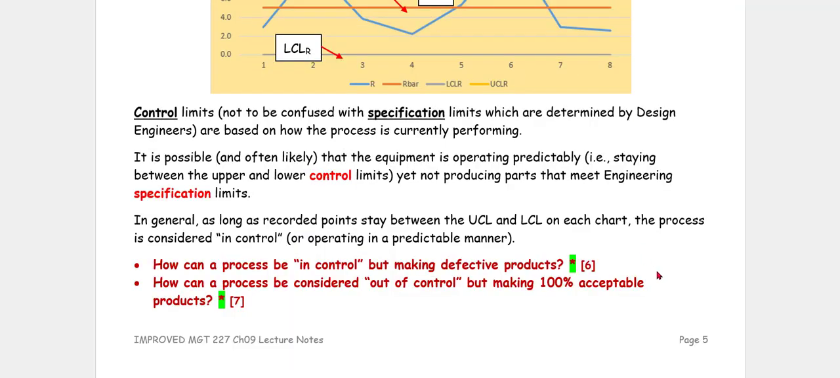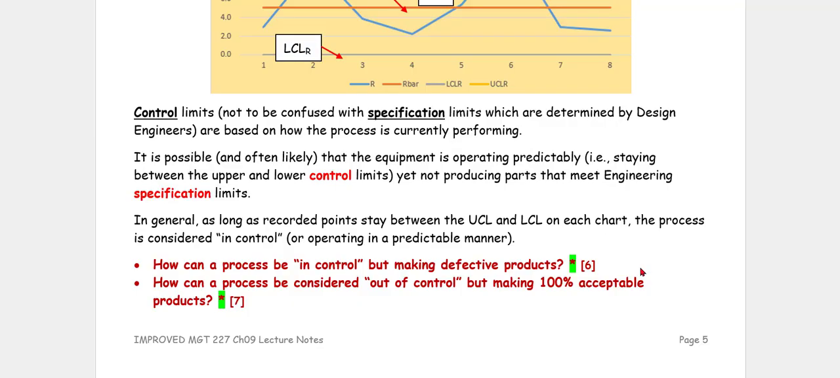I do want to point out a few things. The control limits, like I said earlier, are not to be confused with the specification limits, which are determined by design engineers. Control limits are based, again, on how the process is currently performing, not what the engineering people say that it needs to perform to. It is possible and often likely that the equipment is operating predictably. It operates in a fashion that says it's behaving like it should, staying between the upper and lower control limits, yet not producing parts that meet engineering specification limits.